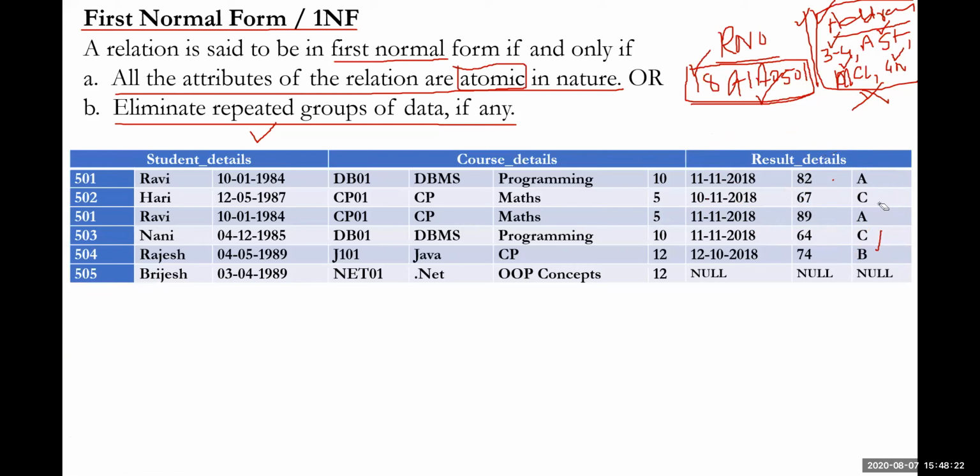All attributes have single values only. Look at this: 501, Ravi. 501 cannot be further divided into pieces. Ravi also cannot be divided into pieces. So date of birth is also not divided into pieces, and of course nothing here is divided into pieces. So the first rule is passed. Rule number 1 has been passed.